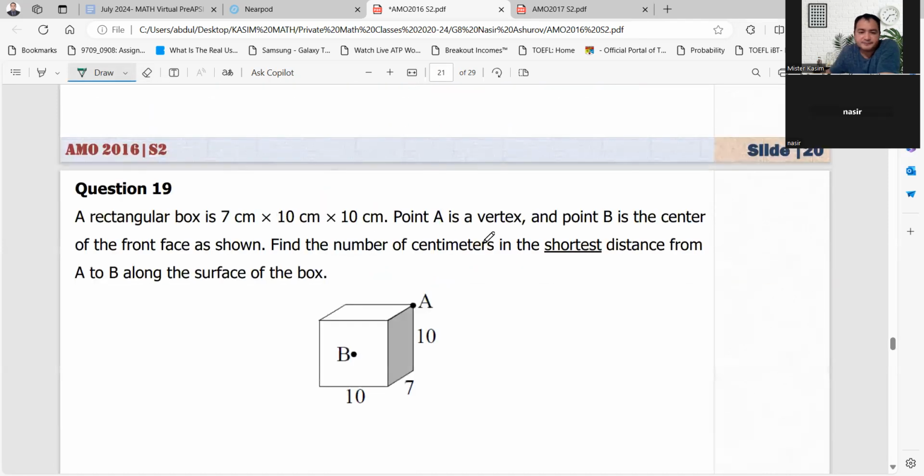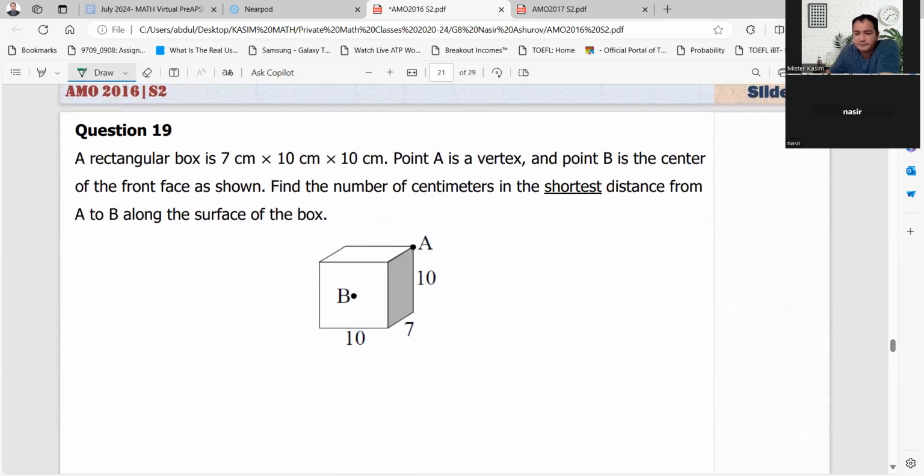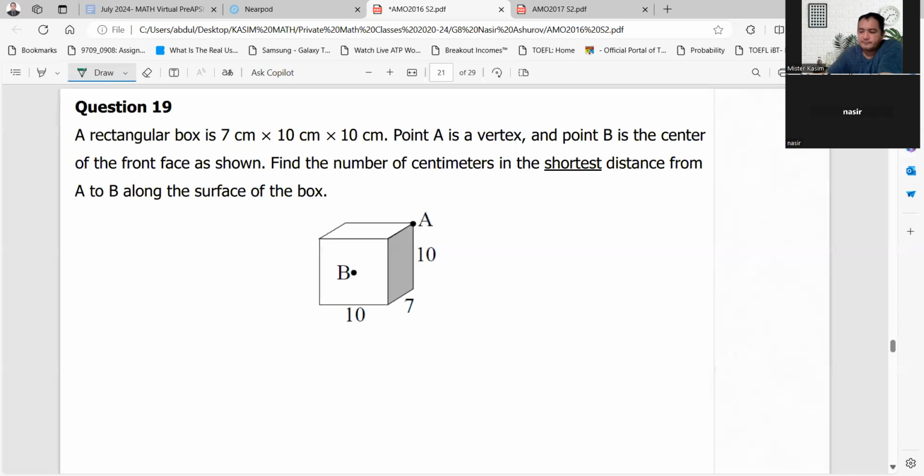All right, very good. Here's the next question. A rectangular box is 7 centimeters by 10 by 10 centimeters. Point A is the vertex and point B is the center of the front face as shown. Find the number of centimeters in the shortest distance from A to B along the surface of the box.